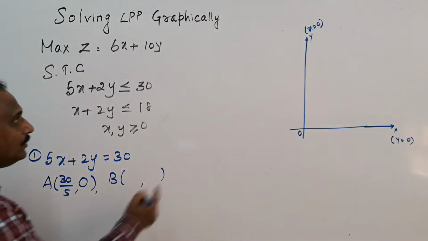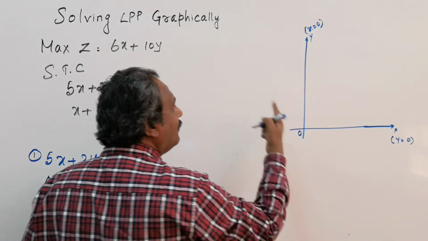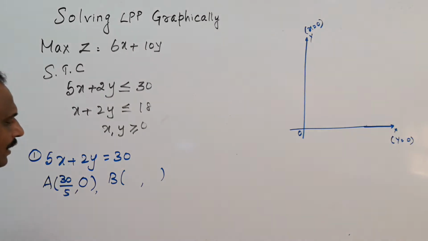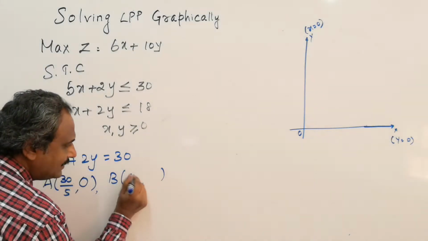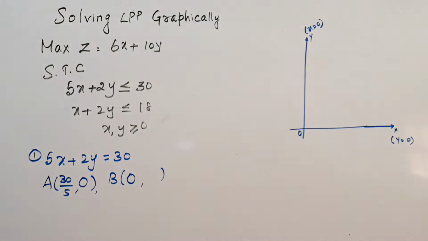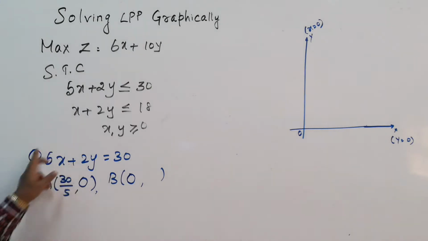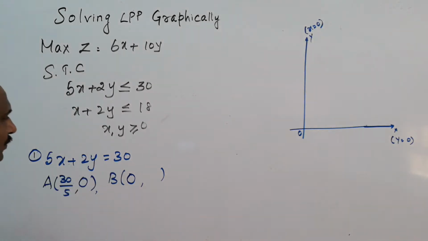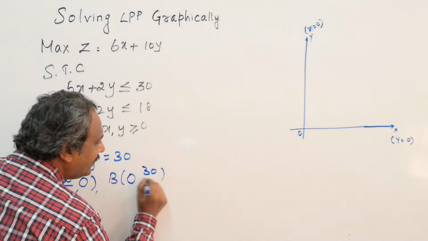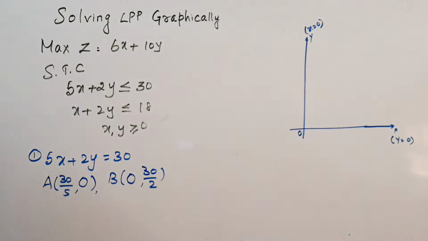How to find the y value? I am going to find the point on the y-axis. When I want to find the point on the y-axis, I am going to assume the value of x as 0. That means x will become 0. I am having 2y is equal to 30. So this is 30 divided by 2.